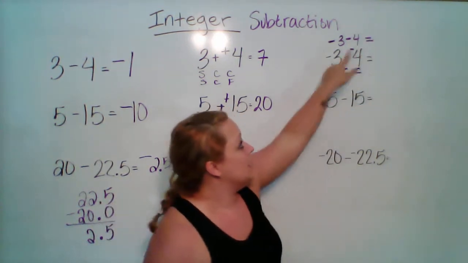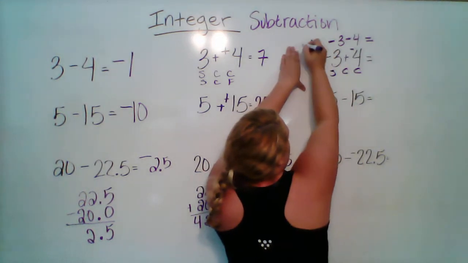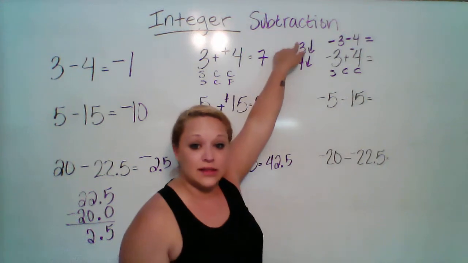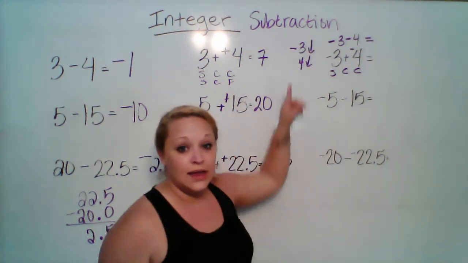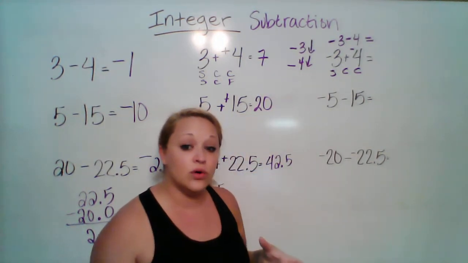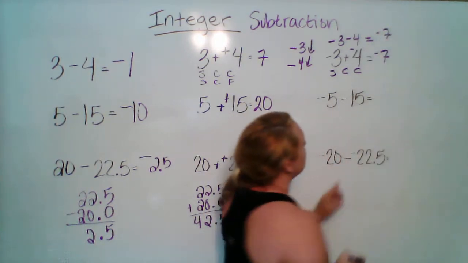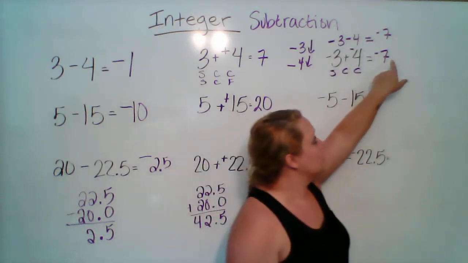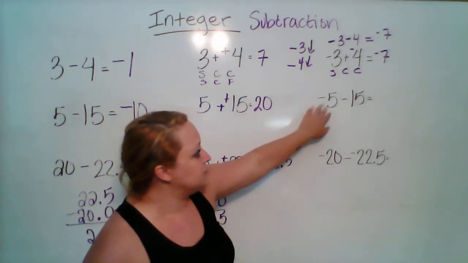That's not me. This makes sense to me because this means I'm going down 3 and then I'm going down 4 more. Well, let's talk about weight. We'll talk about losing weight. If I lose 3 pounds and then I lose 4 more pounds, then I've lost a total of 7 pounds. So whether you do it this way or this way, you still get -7. Don't care which way you do it. So we're going to do the same thing here.